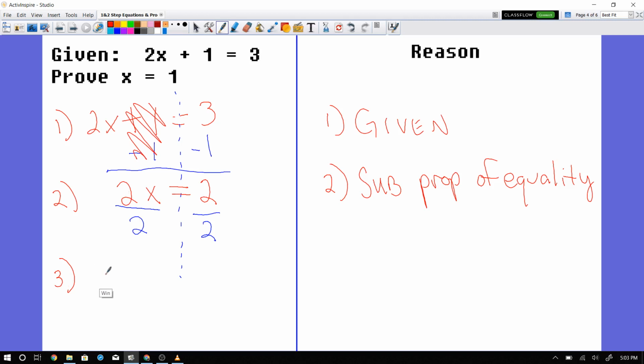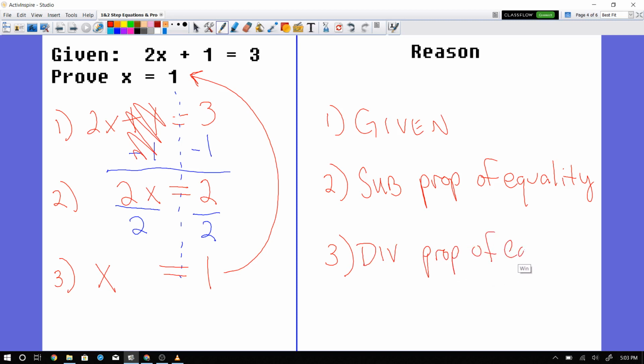2 divided by 2 is 1. I'm just going to put a single x there. 2 divided by 2 is 1. You can see that step 3 is exactly what it said to prove. That means our answer is correct. So how did we go from step 2 to step 3? We divided by 2. So we can say division property of equality.